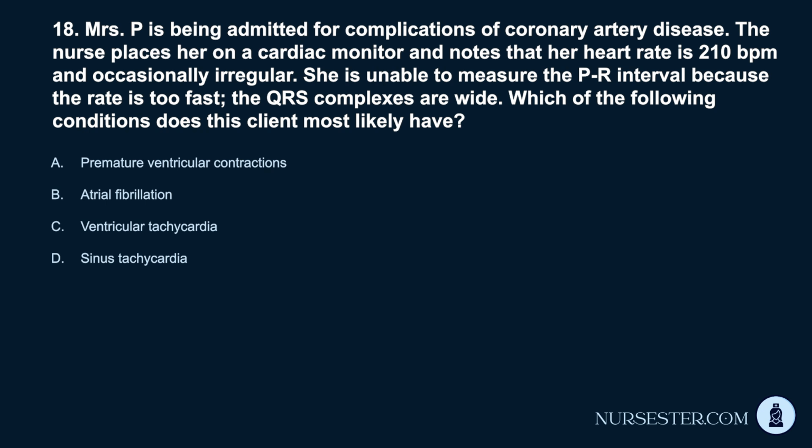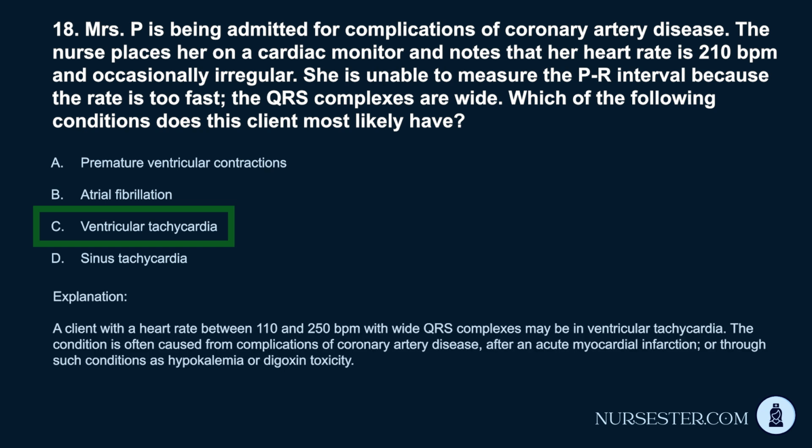A. Premature ventricular contractions. B. Atrial fibrillation. C. Ventricular tachycardia. D. Sinus tachycardia. Correct answer, C. Ventricular tachycardia. A client with a heart rate between 110 and 250 bpm with wide QRS complexes may be in ventricular tachycardia. The condition is often caused from complications of coronary artery disease, after an acute myocardial infarction, or through such conditions as hypokalemia or digoxin toxicity.